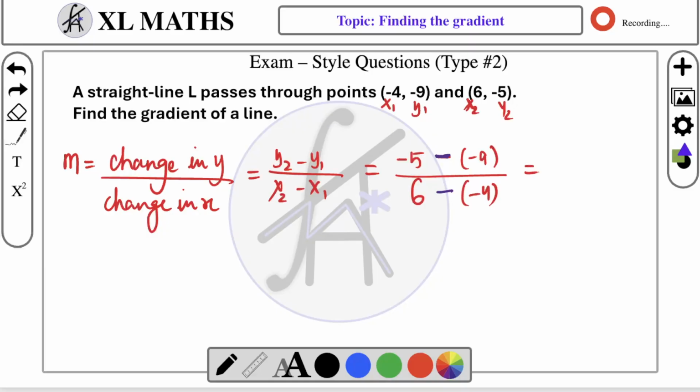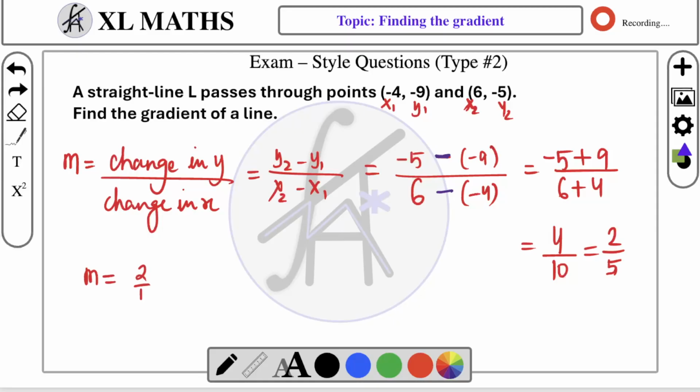Here we definitely need to know a few things about negative numbers. Minus 5 minus negative 9 over 6. A negative of negative 4 is a positive 4. That gives us minus 5 plus 9, which is a positive 4, and 6 plus 4 is 10. You can simplify that just by dividing by 2. So let's divide by 2. That gives us 2/5. So what gradient do we get? The gradient is 2/5. Hope that makes sense.